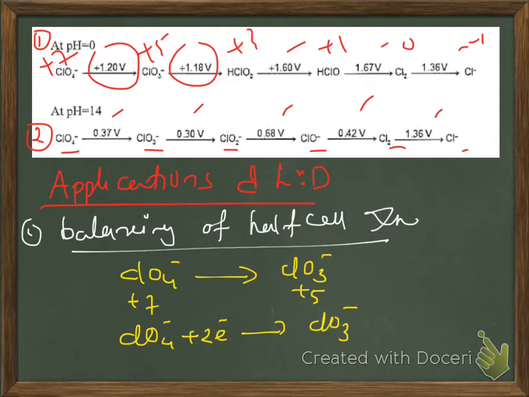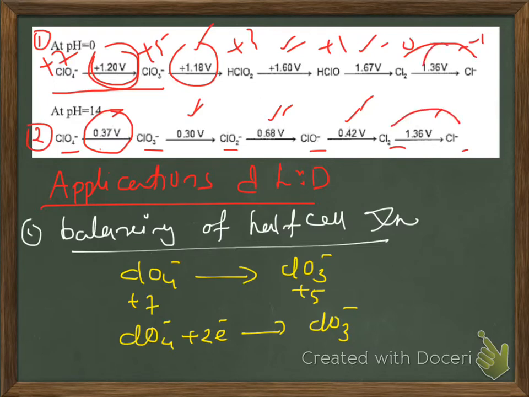In acidic medium, +7 to +5 change is at a potential of 1.2, but here the potential is only 0.37. The next change seems to have different potentials. The next one also has a different potential. Another one, this also has a different potential. But the next one, Cl2 to Cl-, here Cl2 to Cl- both have the same potential, 1.36 volt.